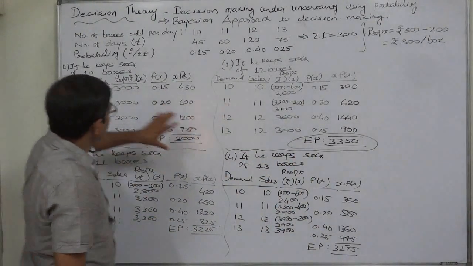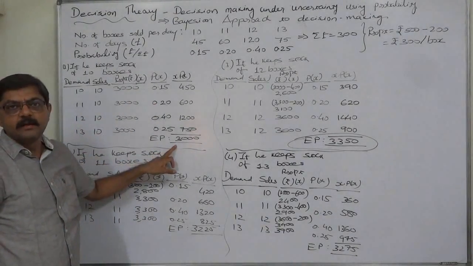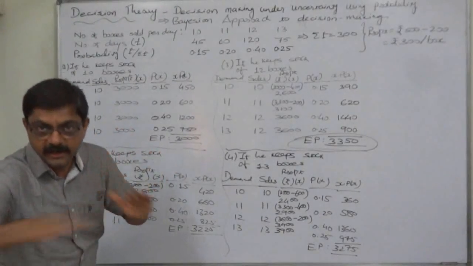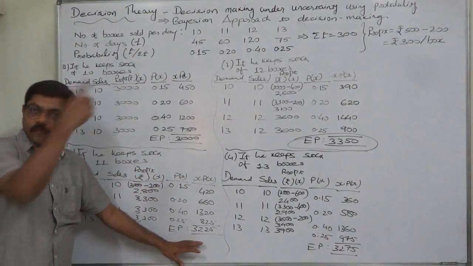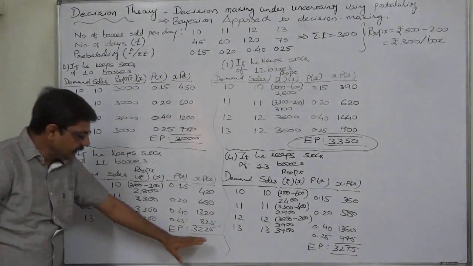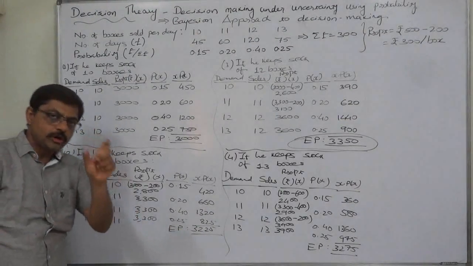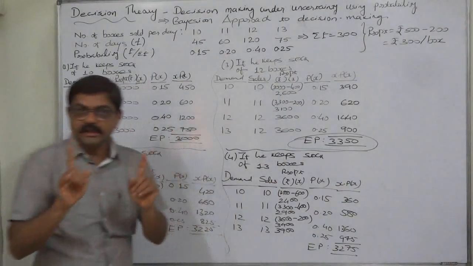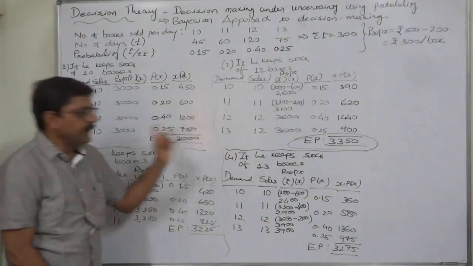If he keeps stock of 10 boxes for all 300 days, then his average profit per day will be rupees 3000. That means total profit of 300 days divided by 300 will be 3000. If he keeps stock of 11 boxes for all the next 300 days, and the situation remains the same, then his average profit per day will be 3225. That will be total profit of 300 days divided by 300. This thing is not written anywhere in the reference books. This is actually expected, meaning average.